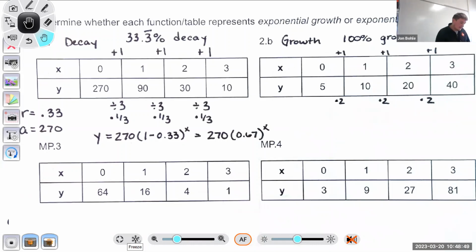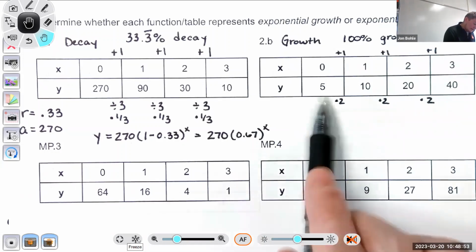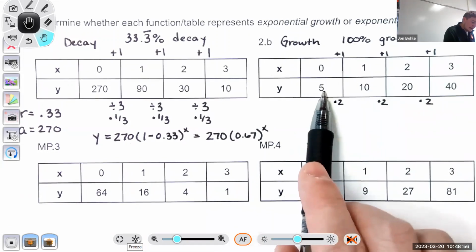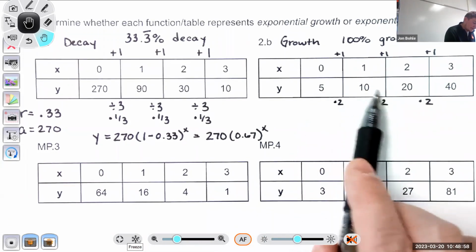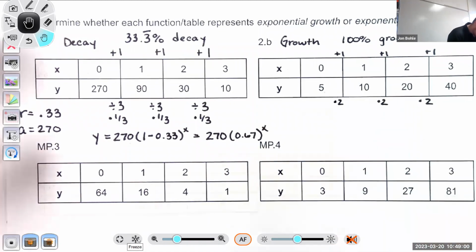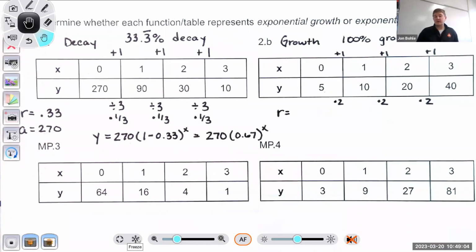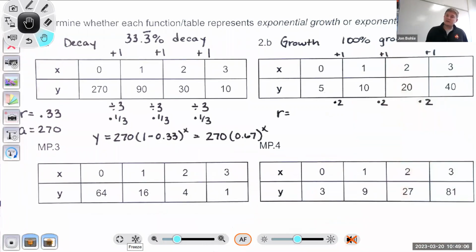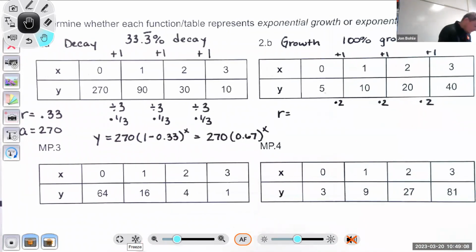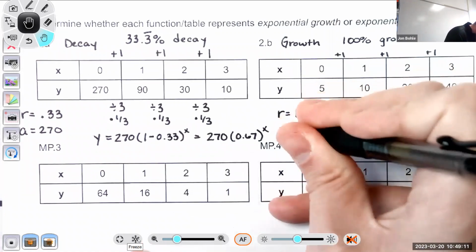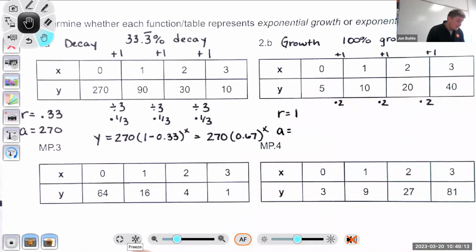Yeah. So if it has a 100% growth rate, right? Because it's doubling, it's taking 100% of 5 and going to 10, and then 100% of 10 and going to 20. What's the rate then? Rate of change, or the percent rate? How do I write 100% as a decimal? 1. What's my starting value? 5.